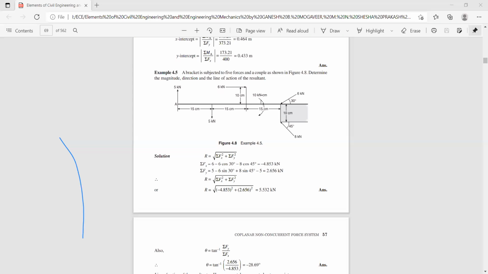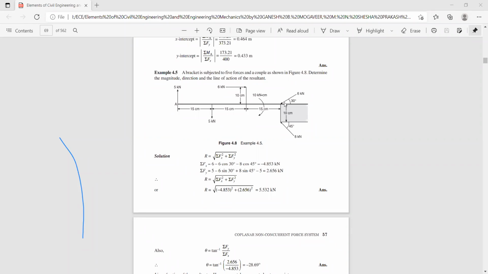And now we need to consider this already existing moment, whose magnitude is 10 kilonewton centimeter. So 5 into 15 centimeter, 6 into 10 centimeter, plus 10. You need not multiply it with a distance, because then it becomes kilonewton centimeter square. Already you have a couple or a moment here, so directly take its value depending on its direction. Here it is clockwise, creating a positive moment. If it were the other way, you would take it as minus.